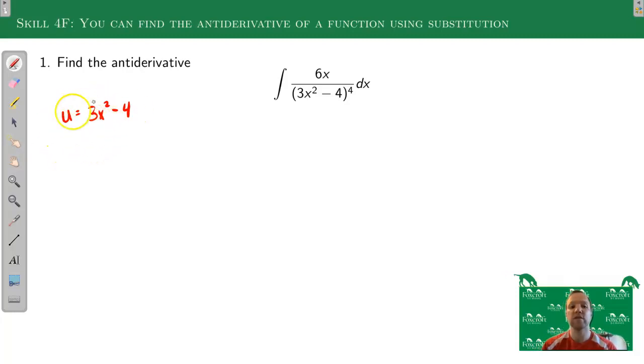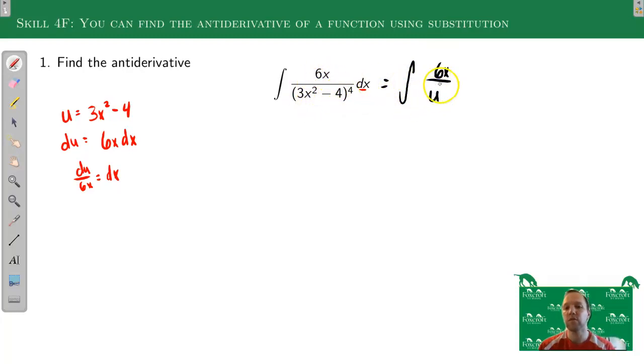Now I take the derivative of this expression. So u, its derivative is du, and this is 6x dx, because the 4 goes away. I want to solve for dx. I'm going to replace that dx up there, so I just divide the 6x to the other side. So now I can rewrite my expression. This is the same as the integral of 6x over this whole thing I called u, so this is now u to the 4th power, and dx is going to get replaced by du over 6x.